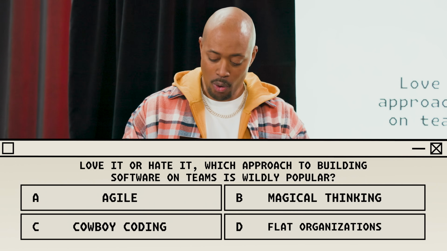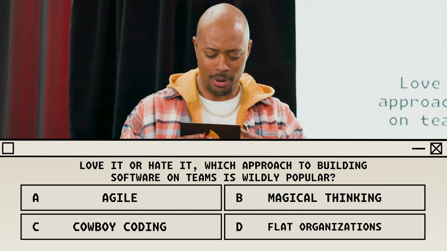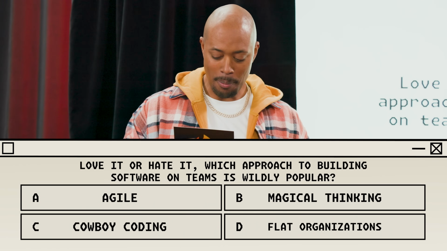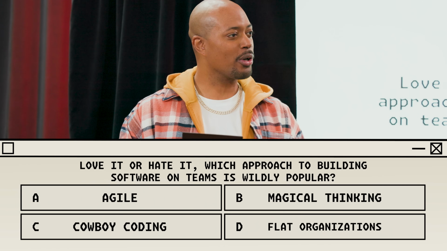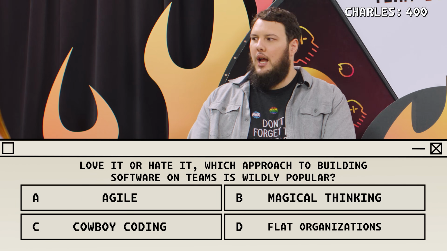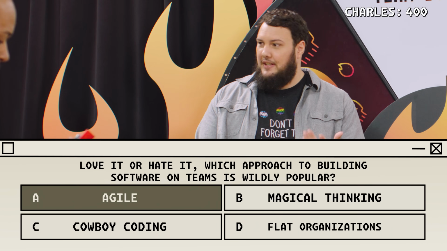All right, love it or hate it, which approach to building software and teams is wildly popular? A, agile, B, magical thinking, C, cowboy coding, or D, flat organization? Charlie. As much as I believe that it is magical thinking, it's A, agile. I think they're the same, though.